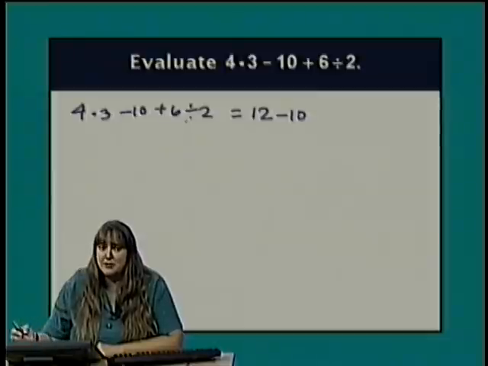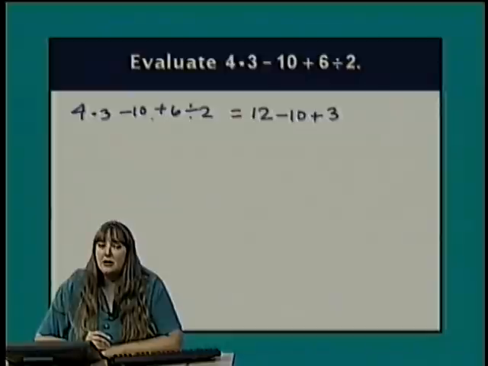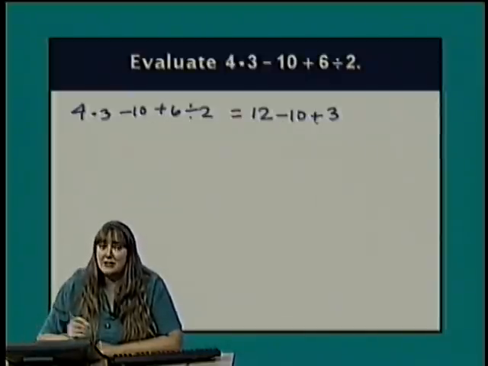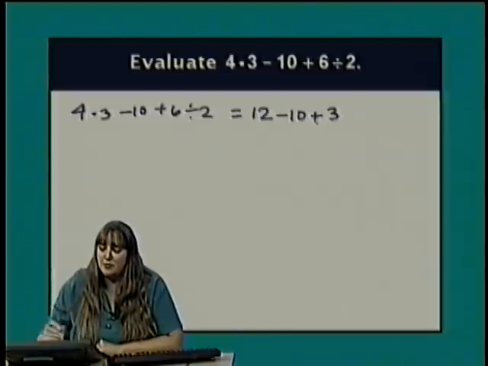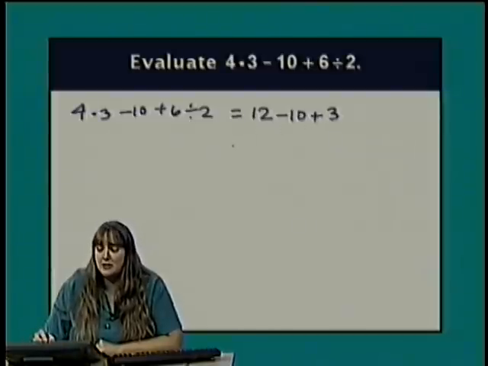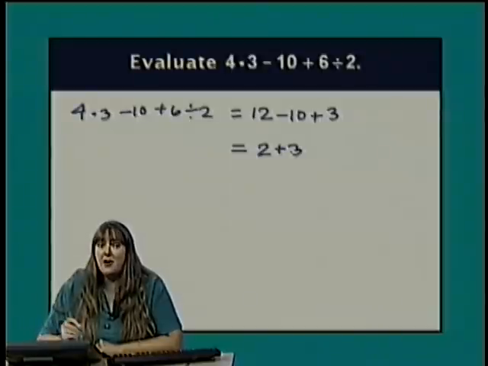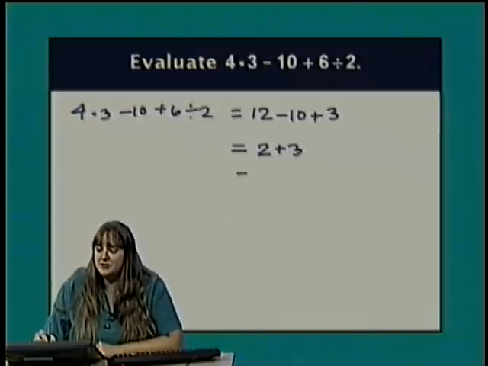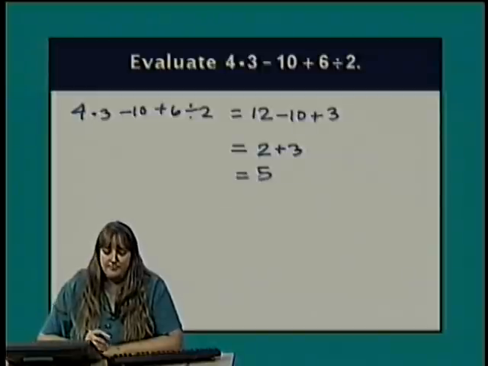6 divided by 2 is 3. And I'm adding the 3. So I have 12 minus 10 plus 3. Subtraction and addition have the same priority in the order of operations, so I just work from left to right now. 12 minus 10 is 2, and I'm still adding 3. 2 plus 3 is 5.